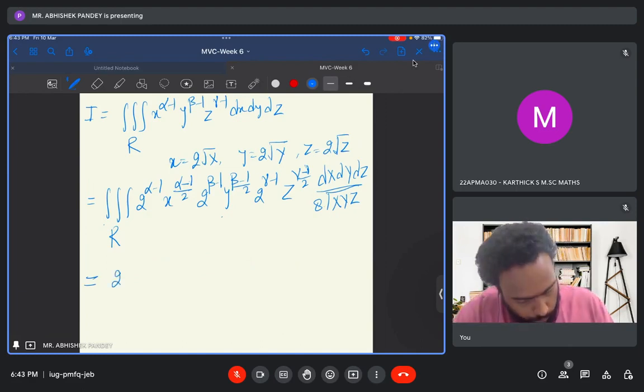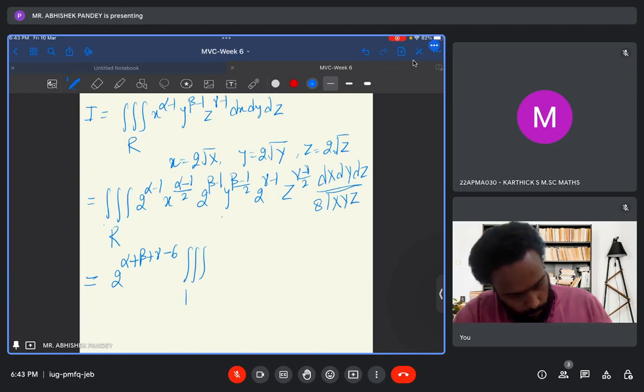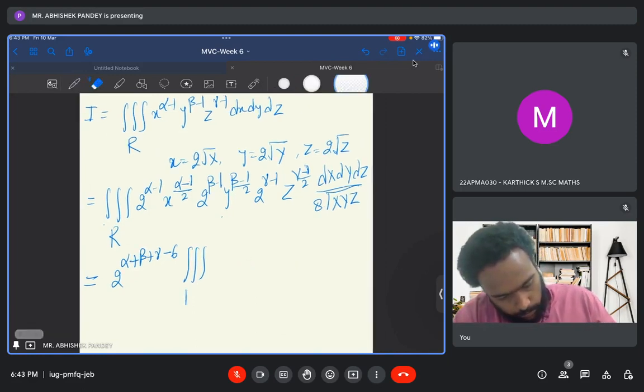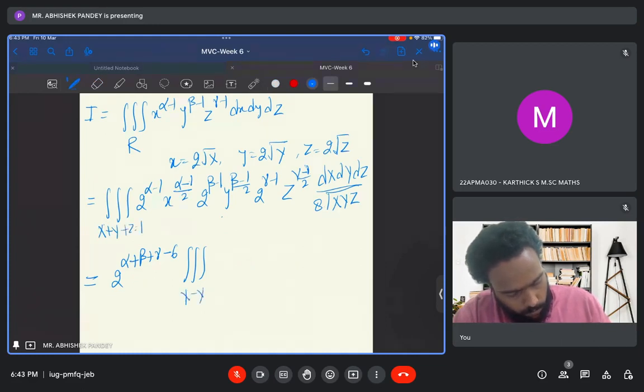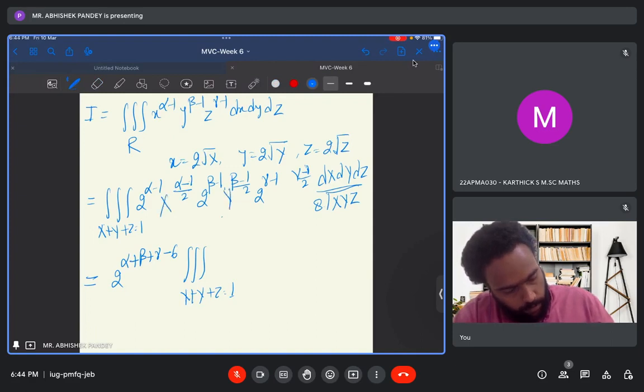So this you will get as 2 to the power alpha plus beta plus gamma minus 6 into, so this is nothing but capital X plus Y plus Z equal to 1, and this is now the capital X, capital Y, capital Z.